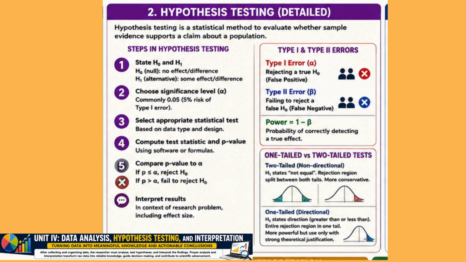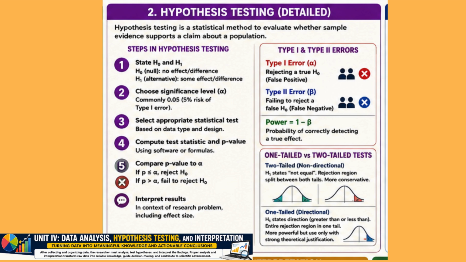Hypothesis testing. Hypothesis testing is a statistical procedure used to determine whether evidence from a sample supports or rejects a claim about a population. It provides researchers with an objective method for making decisions based on data rather than personal opinions or assumptions. The process begins by formulating two competing hypotheses. The null hypothesis, H0, states that there is no difference, relationship, or effect. The alternative hypothesis, H1, states that a difference, relationship, or effect exists.